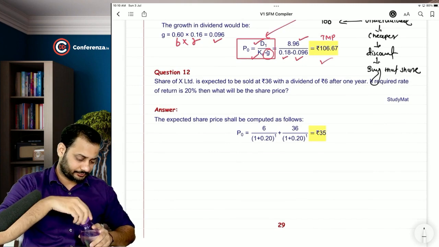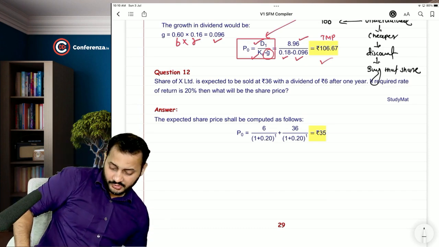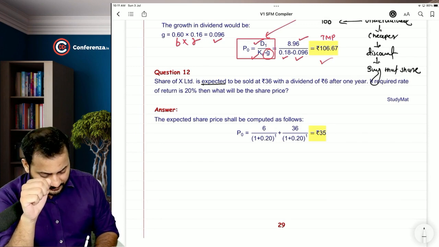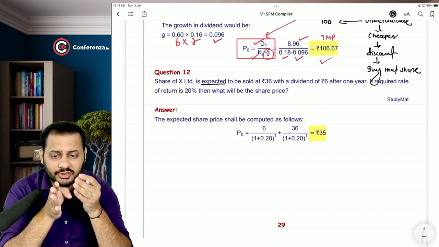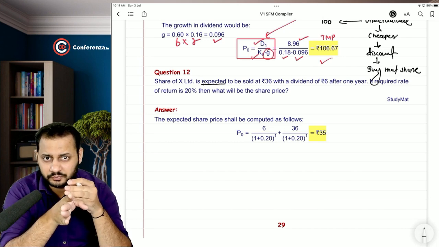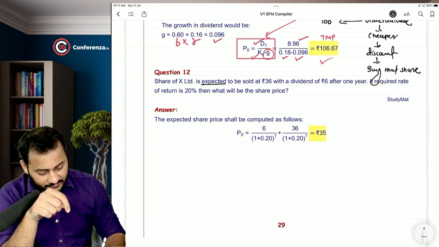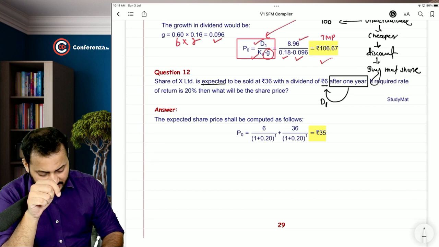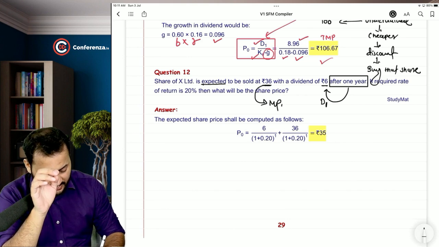Next question please. Question number 12. Share of X Limited is expected to be sold. Underline the word expected. What do you mean by expected? Expected means it's not talking about today's value. It's not today's, it's future's value. So expected to be sold at 36 with a dividend of rupees 6 after 1 year. Just underline this, because they have said after 1 year this 6 rupees becomes D1 and this price will be of after 1 year. That means this is also market price at the end of year 1.